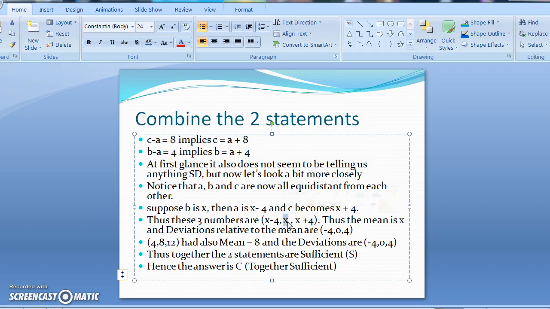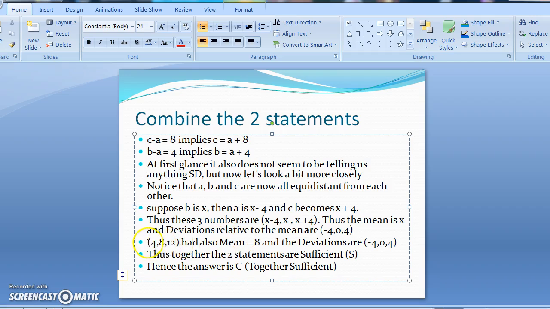The deviations are what? Minus 4 for A, the deviation of X from itself is 0, and the deviation of the last term is plus 4. Thus, we found that the deviations of A, B and C are minus 4, 0 and 4. And now comes the important step. We could go ahead and calculate the SD from here: take the squares, take the average and take the root. But at this point, can we stop?